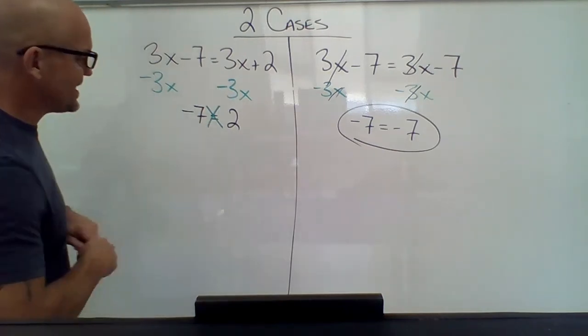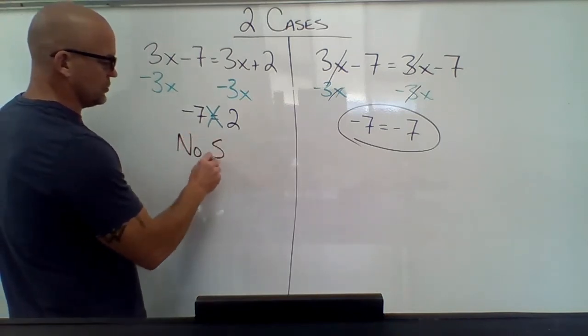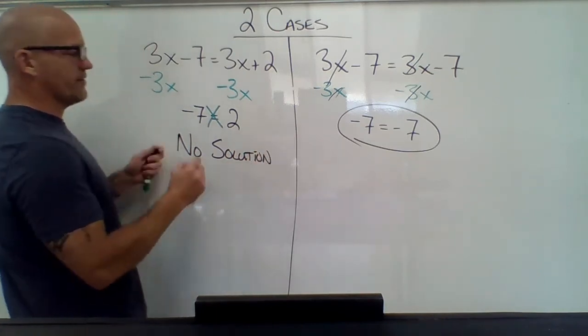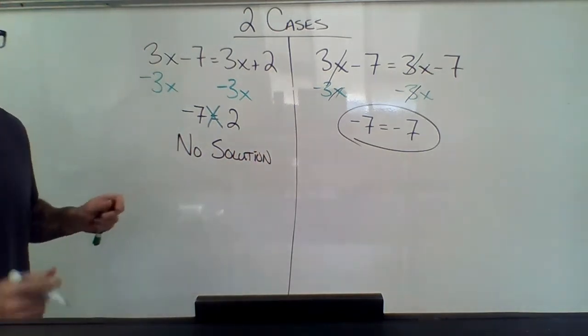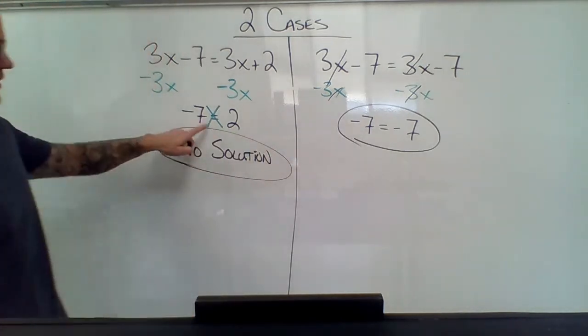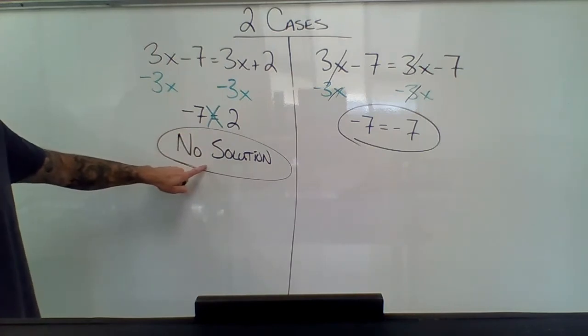So that means that this guy has no solution. No solution. So now we have an equation that just, there's no way it will ever work out. So when your variables eliminate and you're left with a statement that is not true, that is no solution.